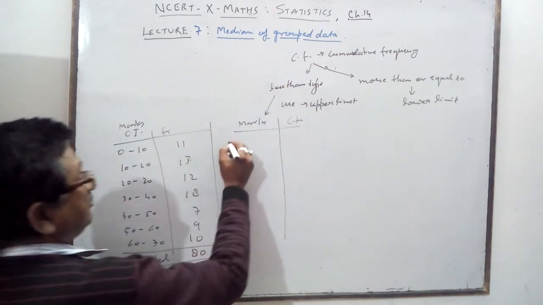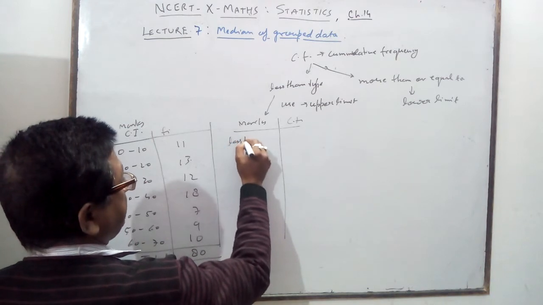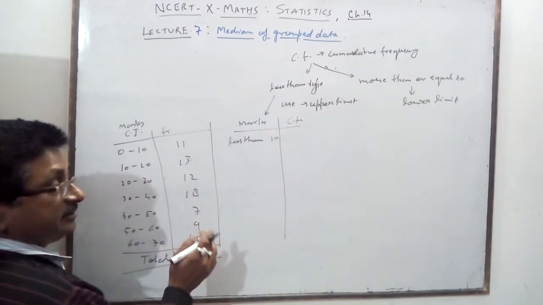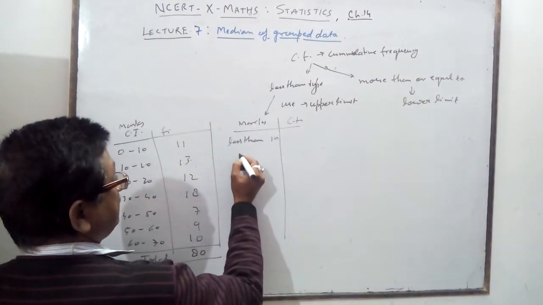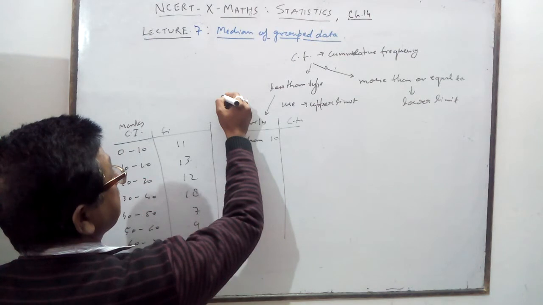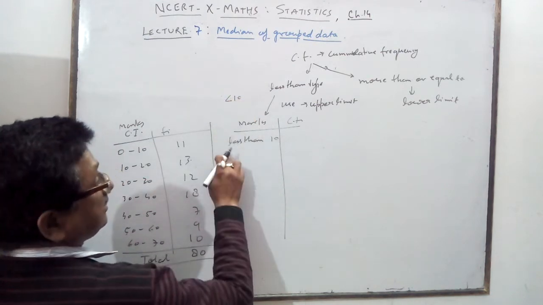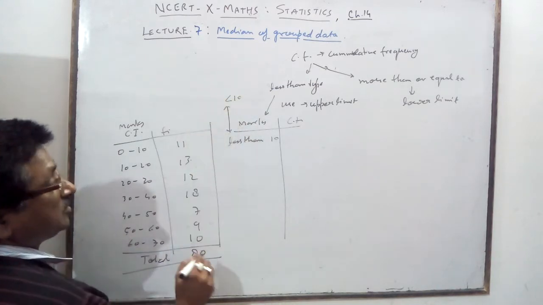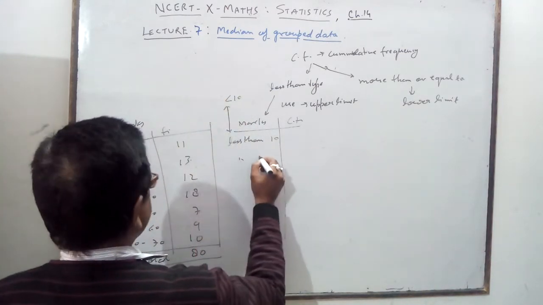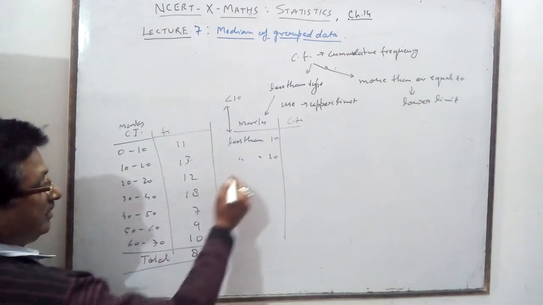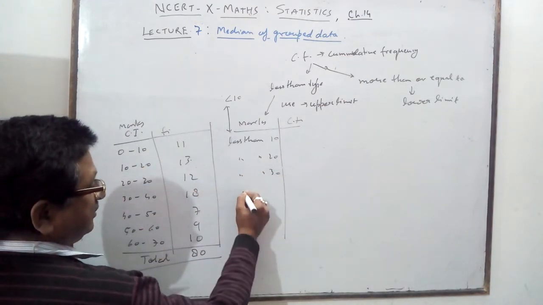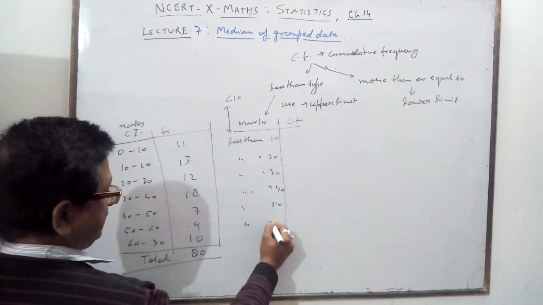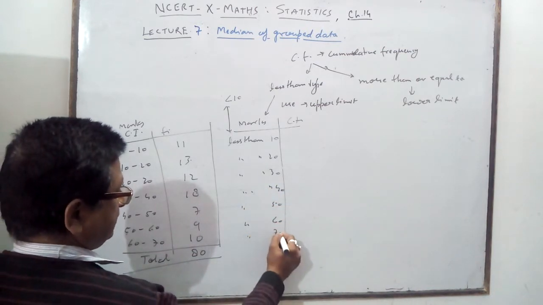If you want to form the table, then you change it. Less than type, what will you write? Less than upper limit. What is the upper limit? 10, or below 10. Less than 10 or below 10, or you can use this less than 10. It is also the same thing. These two are the same thing. Less than sign you put. So less than 20, upper limits you write. Less than 30, less than 40, less than 50, less than 60, less than 70.